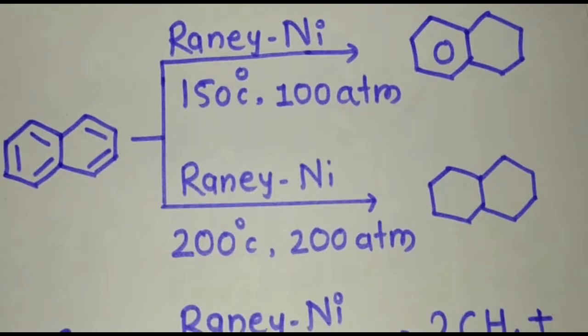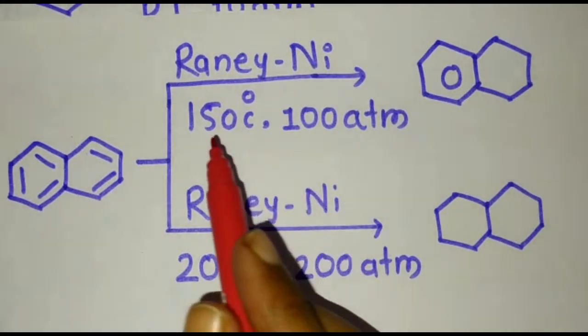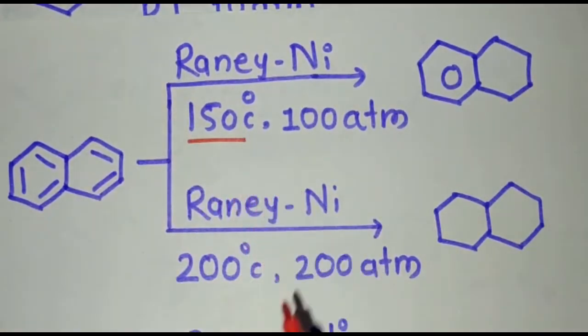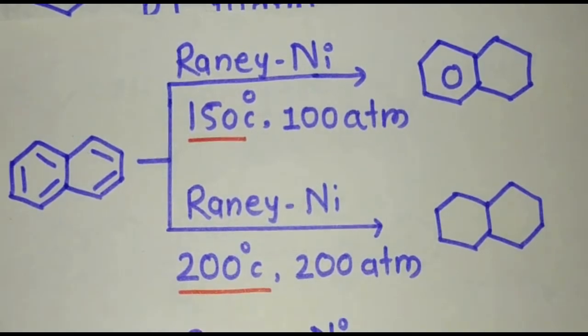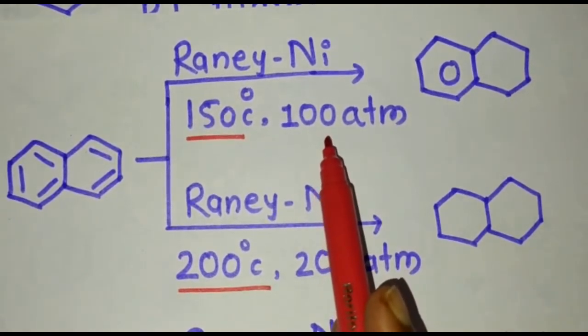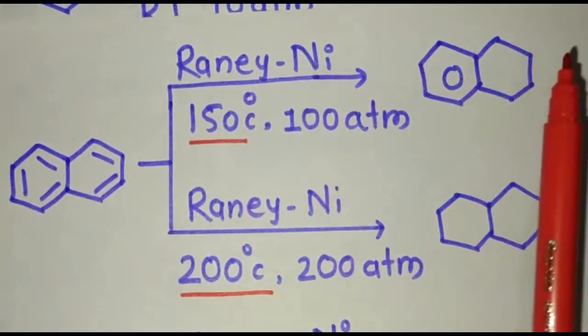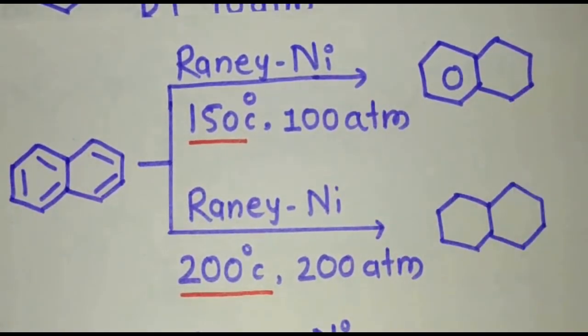Here you can see that in this example the temperature is different. Here the temperature is 150 degrees Celsius and here the temperature is 200 degrees Celsius. Here the pressure is 100 atmospheric pressure and here 200. So when it gets reduced, you can see that only one ring gets reduced, but when the temperature increases both rings get reduced. So it is one of the most important points for the Raney nickel reduction. Now we will move towards some more examples.